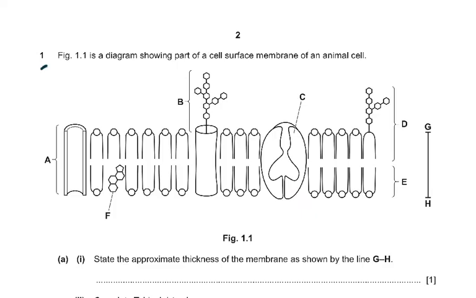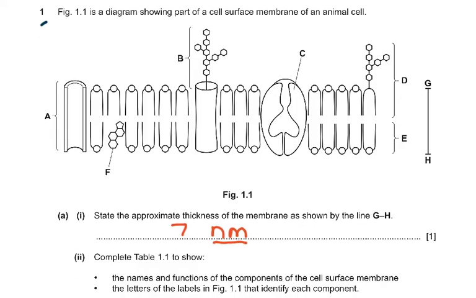Question number 1, figure 1.1 is a diagram showing part of a cell membrane of an animal cell. State the approximate thickness of the membrane: anything between 5 to 10 nanometers, but we write the units, nanometer. You can't say micrometer. You can also say a suitable range within the range of 5 to 10 nanometers. Unit must be shown. It is very important. So 7 nanometers.